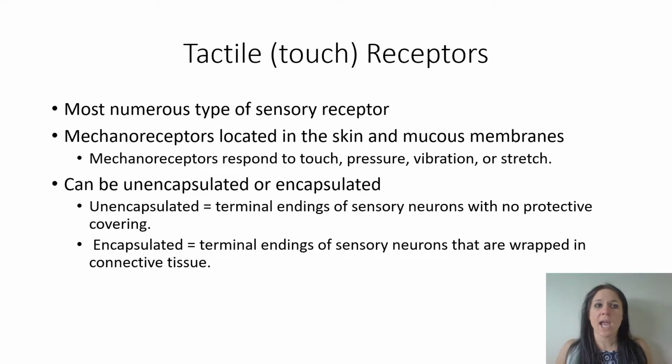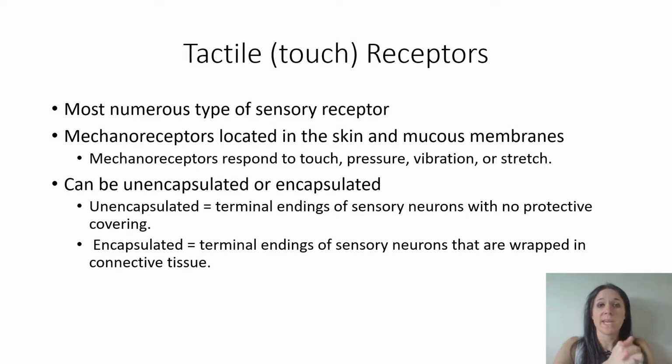Okay, so we're looking at tactile receptors, the receptors that are going to detect touch sensation. Okay, so this is the most common type of sensory receptor. They're located throughout our skin and mucous membranes, and mechanoreceptors are going to respond to touch, pressure, vibration, and stretch.